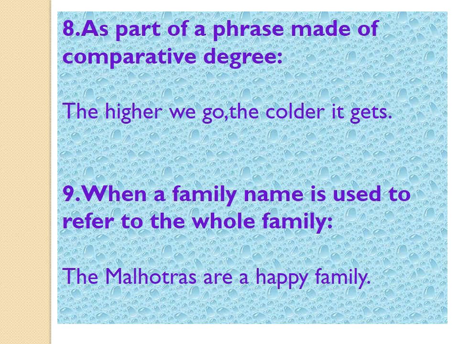We use this definite article the when a family name is used to describe the whole family. For example, the Malhotras are a happy family. Now the word Malhotra denotes the whole family. It is not that we are talking about a single person. When we say Malhotras, it means we are talking about the whole family. So here the definite article the will be used.